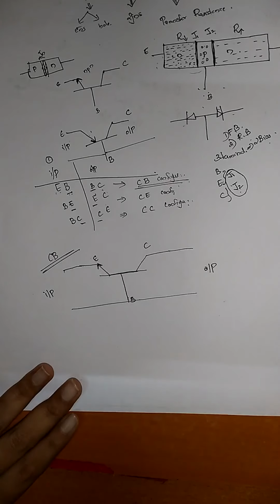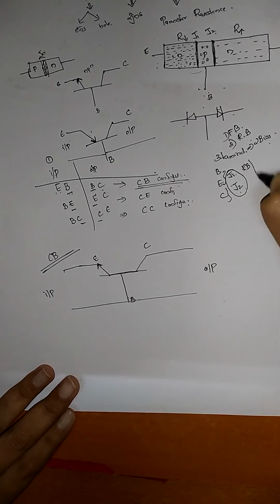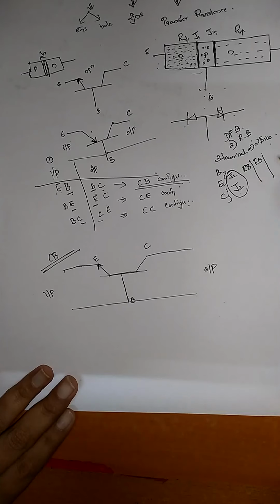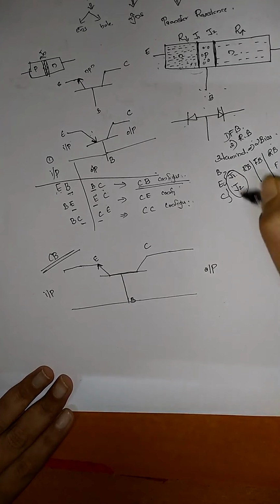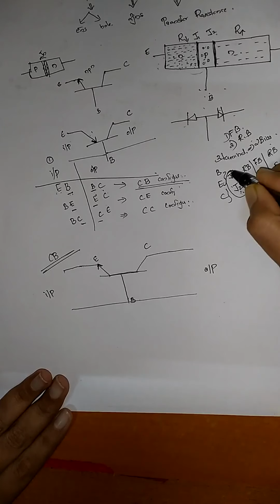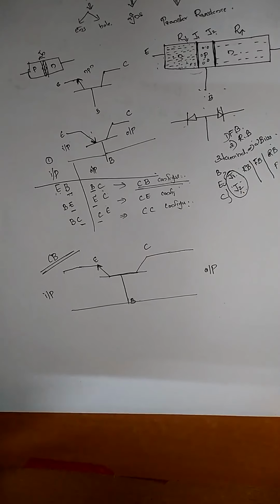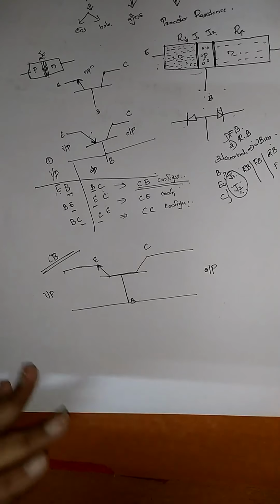Both the junctions can be reverse biased, both the junctions can be forward biased, or one junction can be reverse biased and the other forward biased. So four configurations are possible. Either both junctions are forward biased, or both are reverse biased, or junction J1 is forward biased and output junction J2 is reverse biased, or junction J1 is reverse biased and output junction J2 is forward biased. Four biasing types, or four modes of working, are possible.